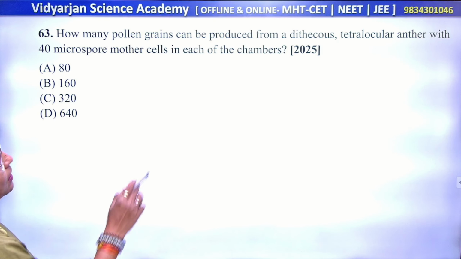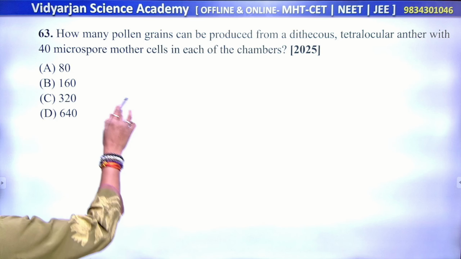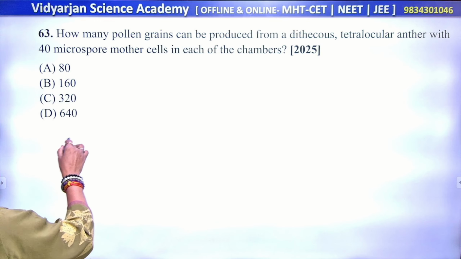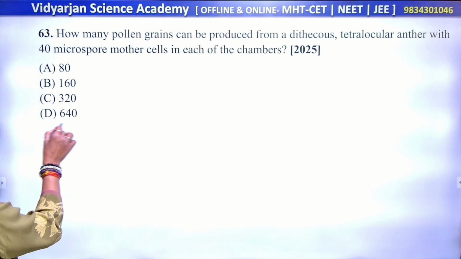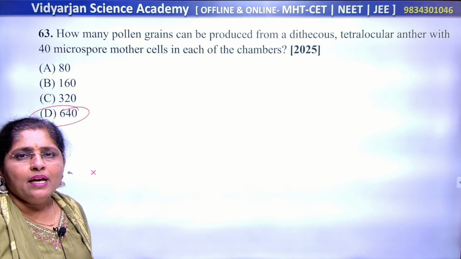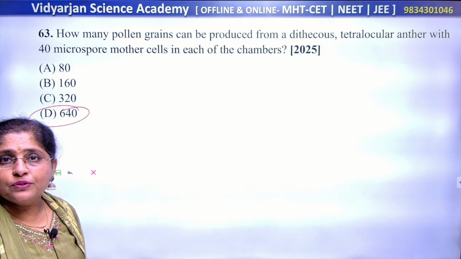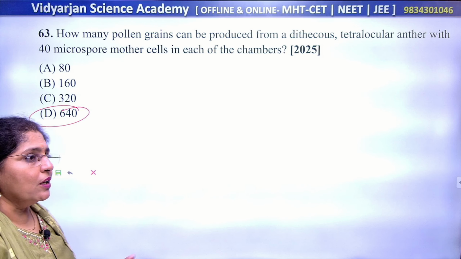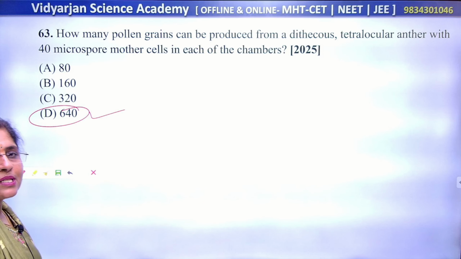Next, how many pollen grains can be produced by a dithecous tetralocular anther with 40 microspore mother cells? So what should be your answer? Obviously, it is 640. Very simple. In each tetrad you have 4. So in dithecous, in tetralocular, obviously it should be 640.